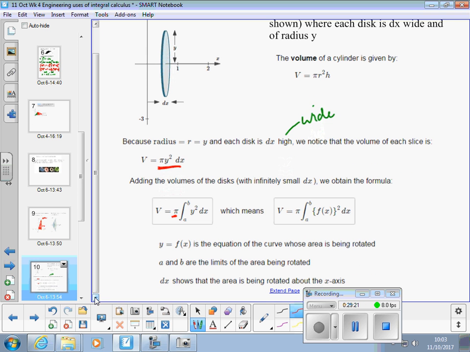So y is a function of x, that's the equation of the curve that's being rotated. And a and b are the limits of the area being rotated. So they're the limits of the x-axis. dx shows that the area being rotated is about the x-axis. So if we were rotating about the y-axis, we'd have dy. Okay, we're not doing examples rotated by the y-axis. We're only doing rotated by x.